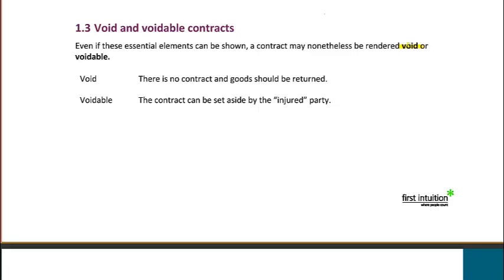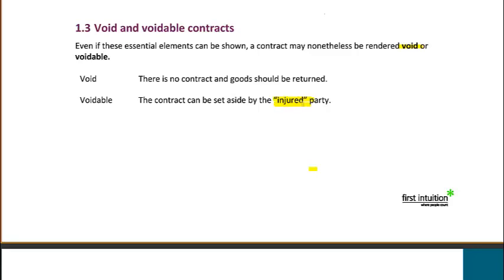A voidable contract is a little bit more tricky, because a voidable contract is actually a valid contract. But the law says that in certain circumstances, this contract can be set aside by one of the parties. Now, the thing about a voidable contract is it can only be set aside by one party. And in the notes, we've called that party the injured party.